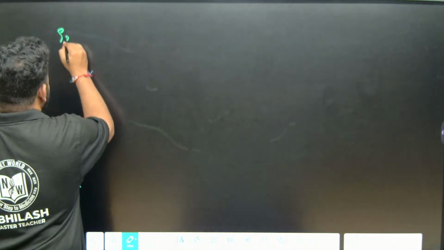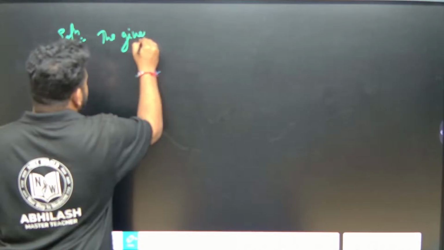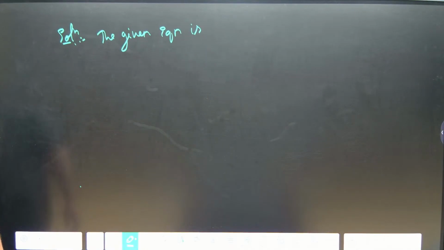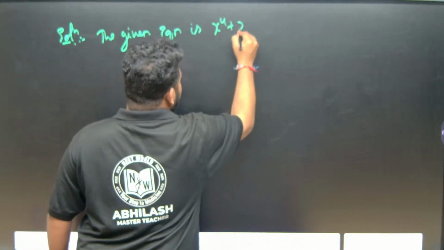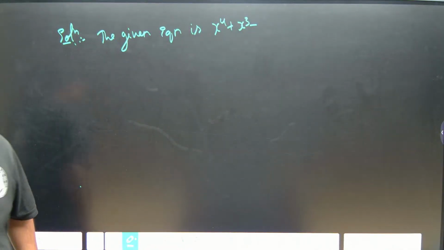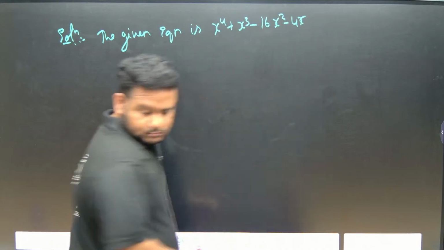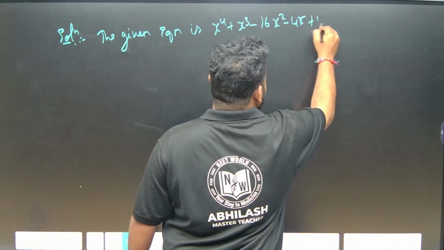Solution. The given equation is x power 4 plus x cube minus 16x square minus 4x plus 48 is equal to 0.